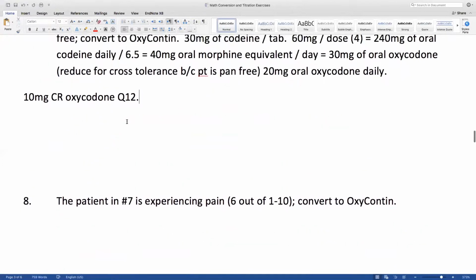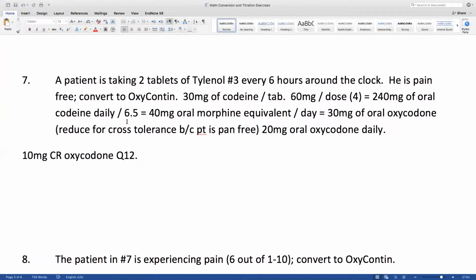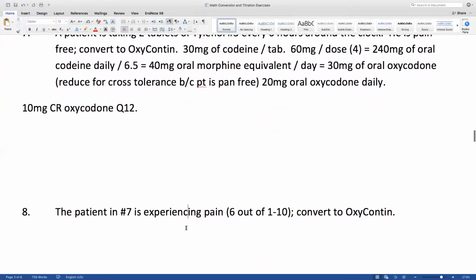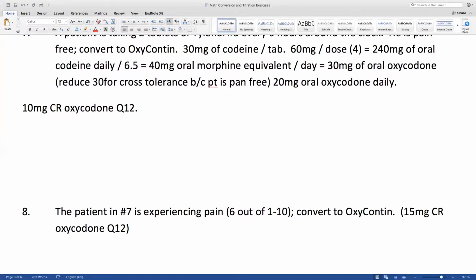Now patient number 7, the one we just did, is experiencing pain. Would you reduce for lack of cross tolerance? Probably not. If the patient is not controlled when you're converting, a lot of times we will not reduce for lack of cross tolerance because we want to be a little more aggressive with the opioid dosing. So realistically, we'd be talking about 15 milligrams of CR oxycodone Q12 because we didn't reduce for cross tolerance, 30%.